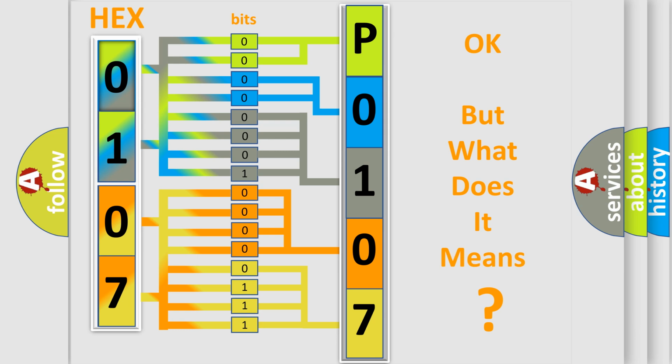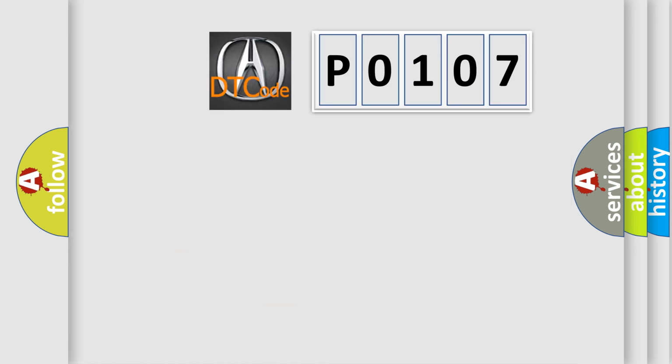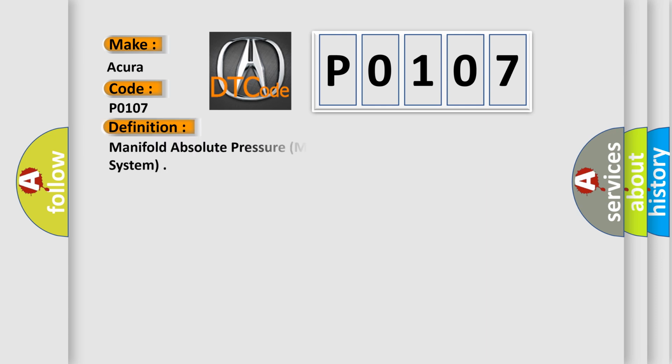The number itself does not make sense to us if we cannot assign information to what it actually expresses. So, what does the Diagnostic Trouble Code P0107 interpret specifically for Acura car manufacturers? The basic definition is Manifold Absolute Pressure (MAP) sensor circuit low voltage (PGM-FI) system. And now this is a short description of this DTC code.